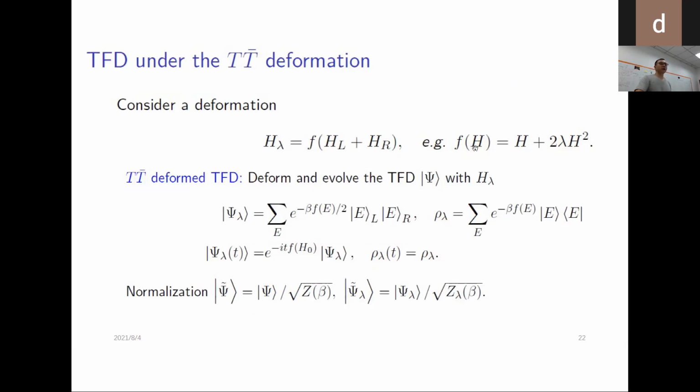Because this is a TD bar deformed theory, we can construct the TD bar deformed so-called thermal field double state. Here the bracket is associated with the eigenvalues for the left-hand side and the right-hand side. So the energy eigenvalue is associated with the TD bar deformed Hamiltonian. After preparing the TD bar deformed thermal field double state, we do the normalization in the proper way, and we can construct this so-called TD bar deformed TFD.